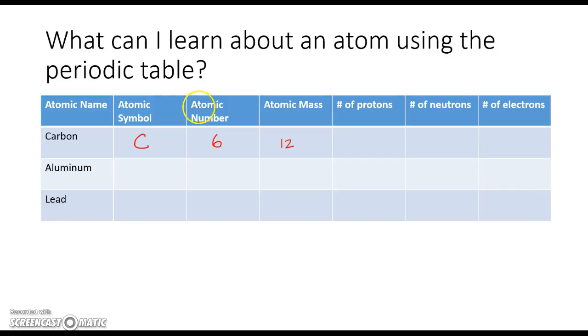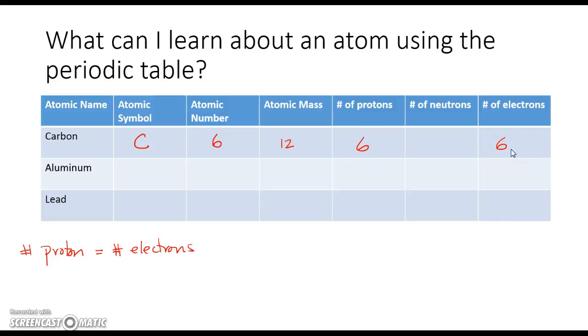Remember, I was saying that the number of protons equals the atomic number. So if I have the atomic number of 6, that tells me I have 6 protons. Now, the next piece of information. The number of protons in a neutral atom equals the number of electrons. So let's work on those first. So if I have 6 protons, that means I have 6 electrons.